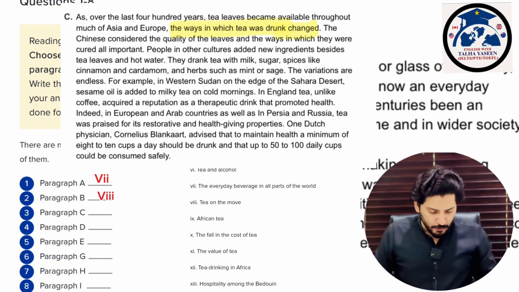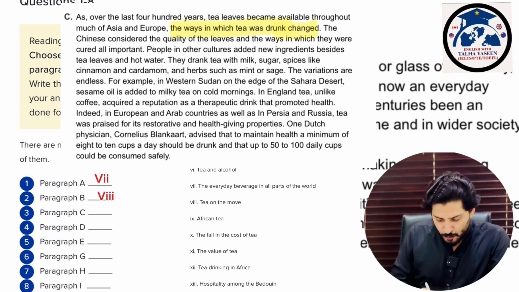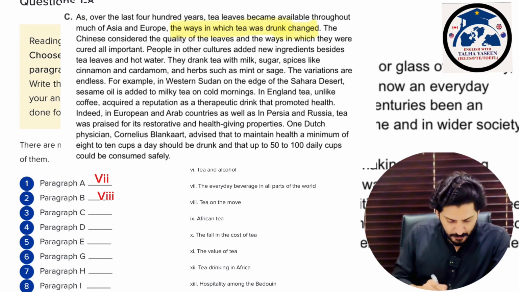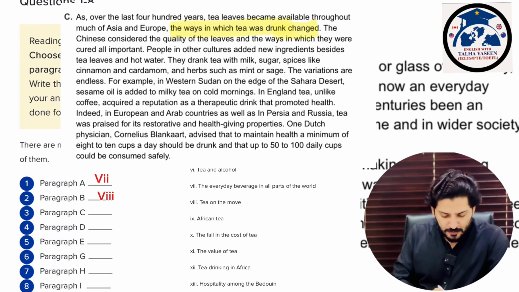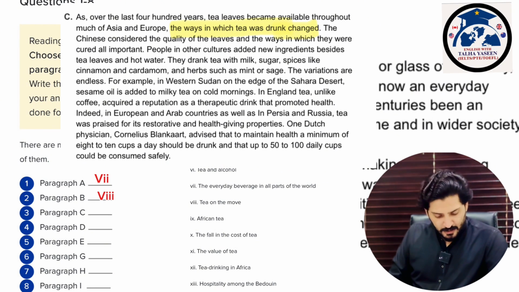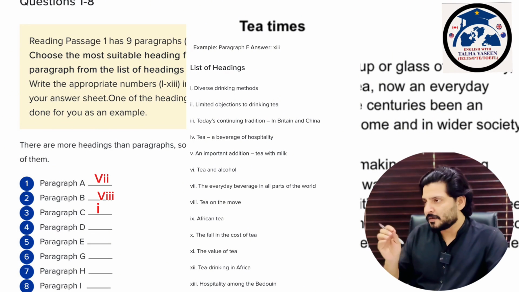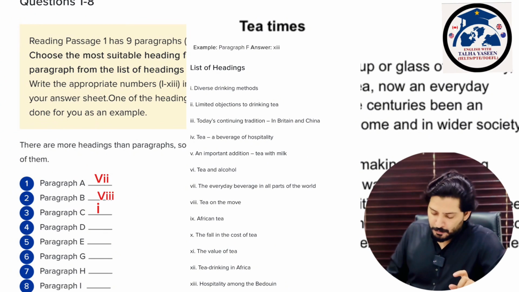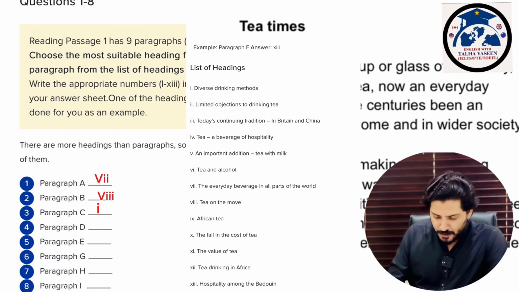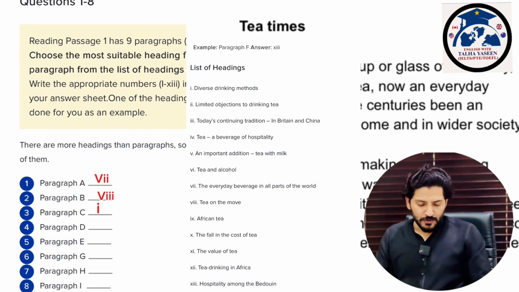See, over the last 400 years, tea leaves became available throughout much of Asia and Europe. The ways in which tea was drunk changed. He mentions that how tea was drunk changed. It means drinking method. Have we read somewhere drinking methods? Diverse drinking methods. Alpha is the right option. This is the keyword, so you have to keep in mind all the keywords. Diverse drinking methods, we will write 1 in front of passage C.